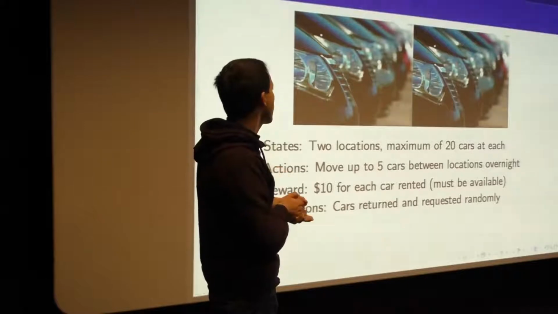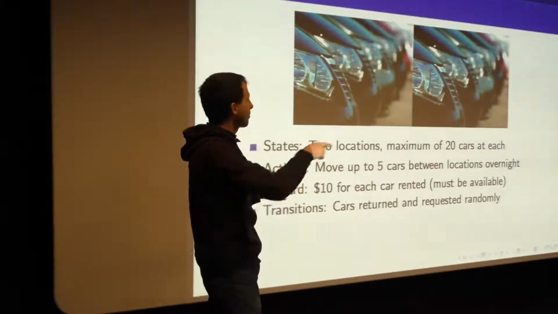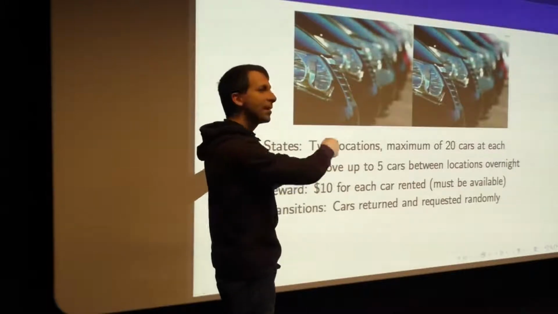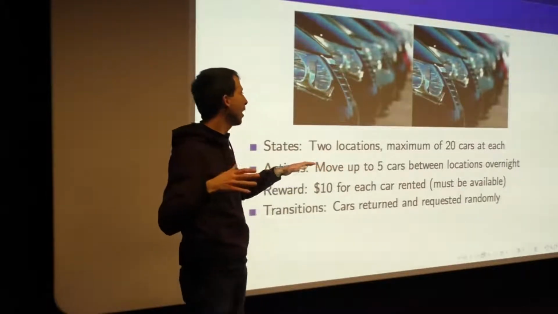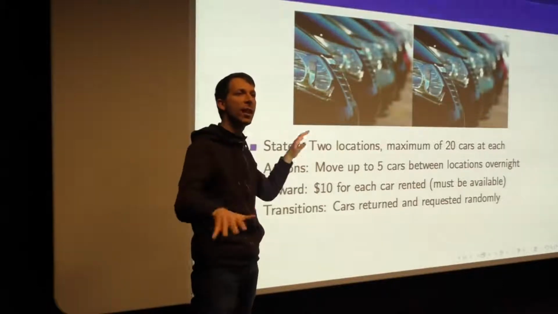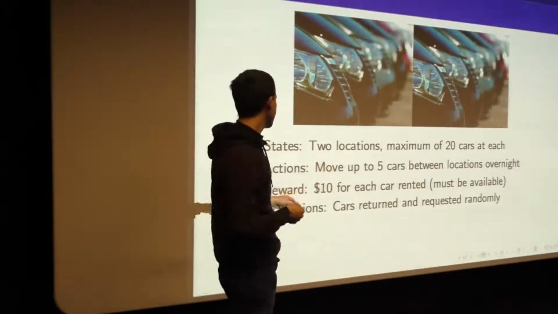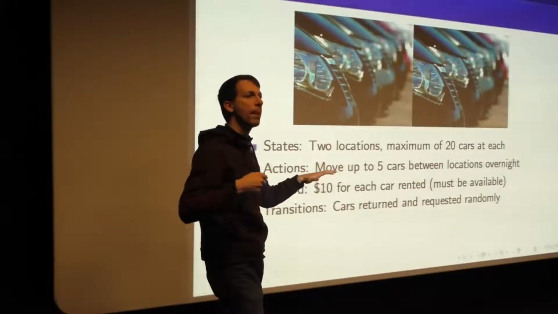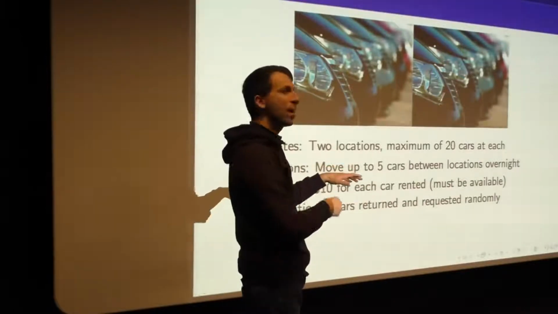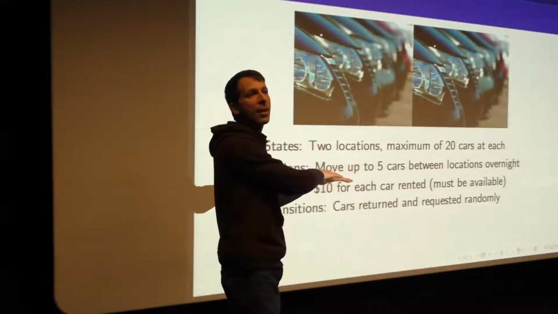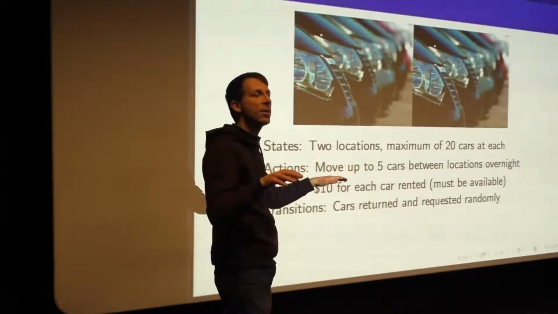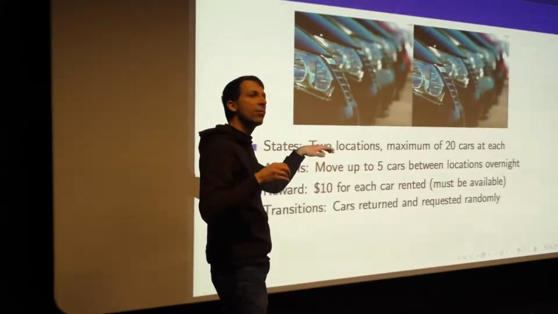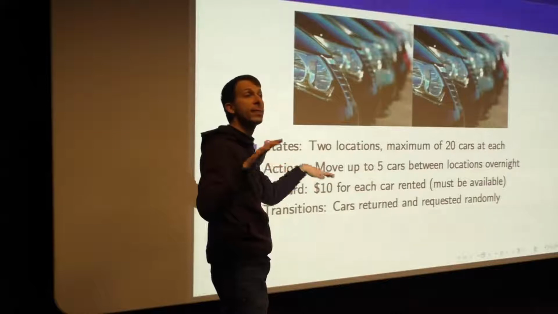Basically, there's this car rental place. It's got two different locations, and cars are rented from each of these two locations. There's a maximum of 20 cars in each location. There's a random request and return process, where people randomly come in and rent cars from either one of these locations, and randomly return cars to these locations. But the rate at which they rent and return the cars is different in the two locations.